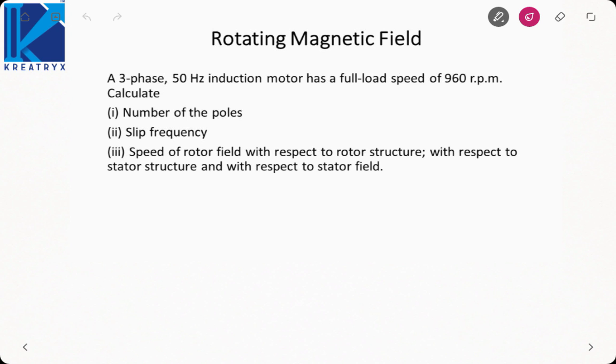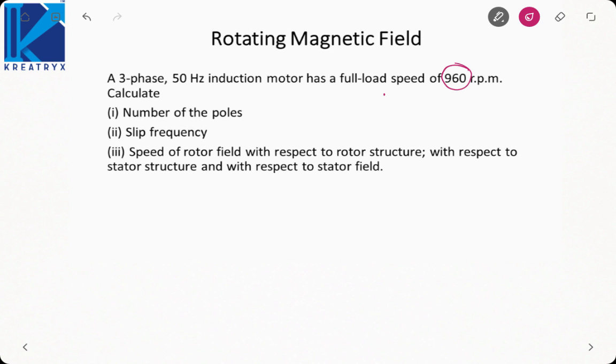It is saying a 3-phase 50 Hertz induction motor has a full load speed of 960 RPM. We need to find the number of poles. See, number of poles can only be determined from synchronous speed, but here we have a rotor speed and not the synchronous speed. So you have to take the synchronous speed as the nearest possible speed to the rotor speed.